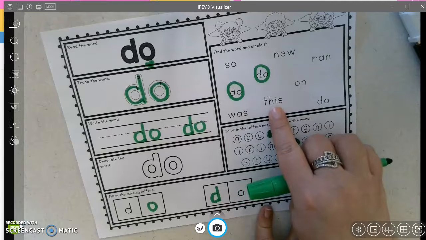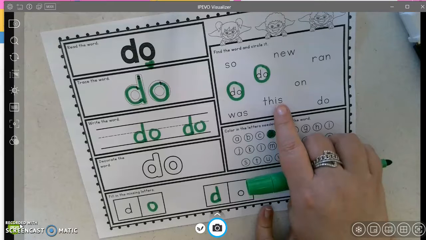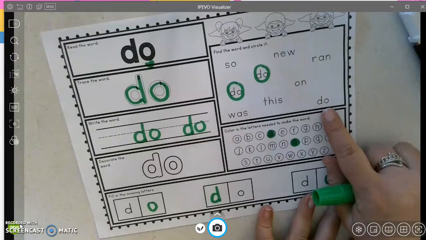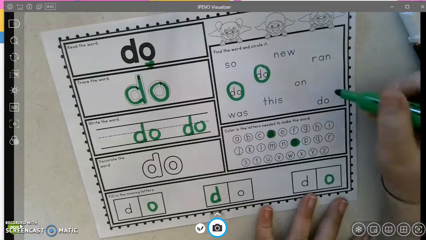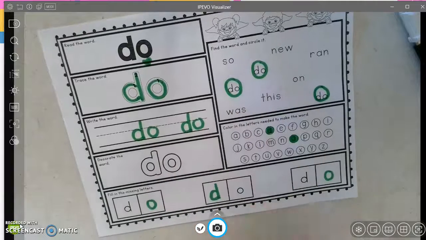What about this word? This is not the word do. There's no D, there's no O, and there's 1, 2, 3, 4 letters. Too many letters. What about this one? Is this the word do? It sure is. D-O, do. So you should have 3 do's circled.